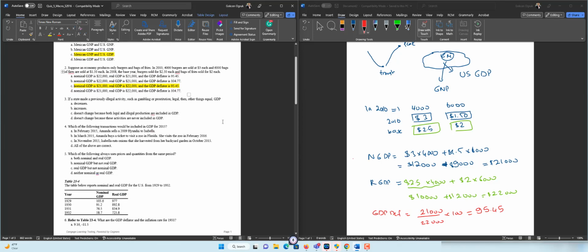If a state made previously illegal activities such as gambling or prostitution legal, then other things equal, GDP is going to increase, right? Because illegal activities are not included in the GDP because they don't have a market value. But once they become legal, they have a price and they are sold in the market. Therefore, GDP is going to increase. So the right answer is this one.